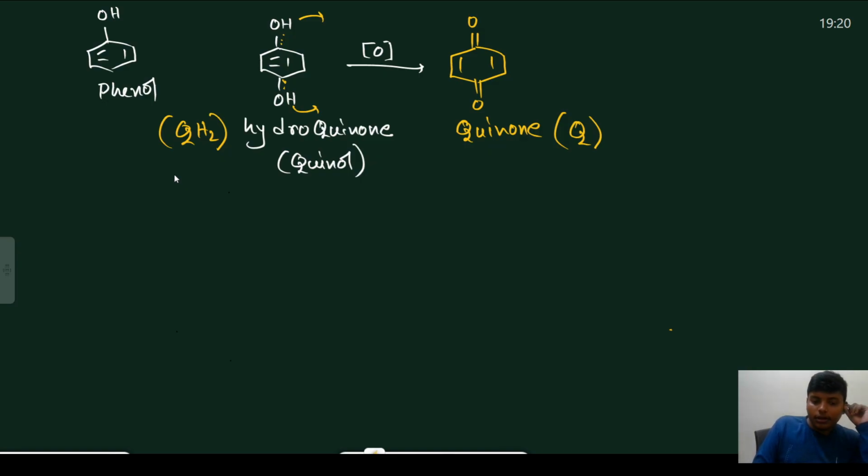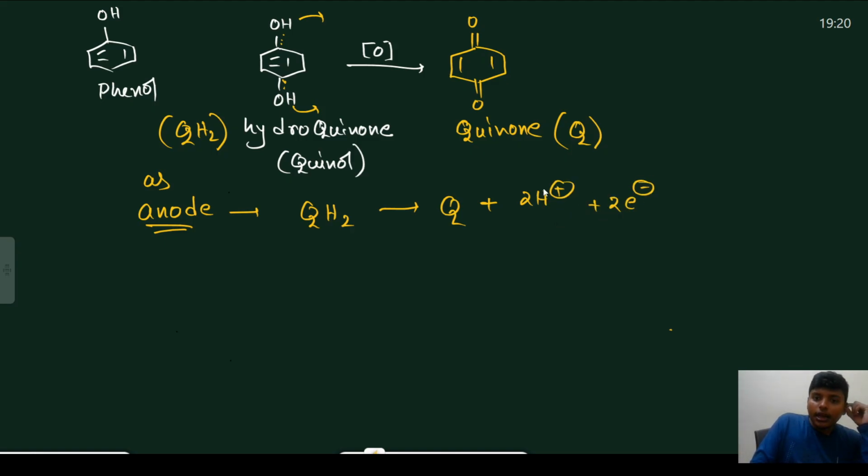Clear? So what will be the reaction at the anode, if you use this as anode? See, oxidation, right? So QH2 will become Q plus 2H plus plus 2 electrons. Understood this thing? This question is very important. In the hydroquinone electrode, what is the reaction? They will ask. These are all aqueous solutions, all actually liquid. Hydroquinone is also liquid, quinone is also liquid. So what is the n value here, the number of electrons passing? 2 electrons.